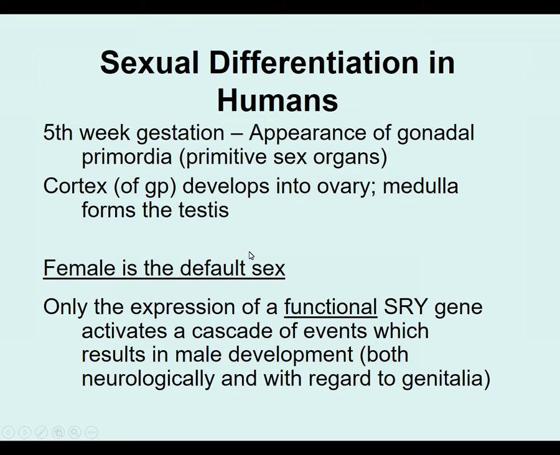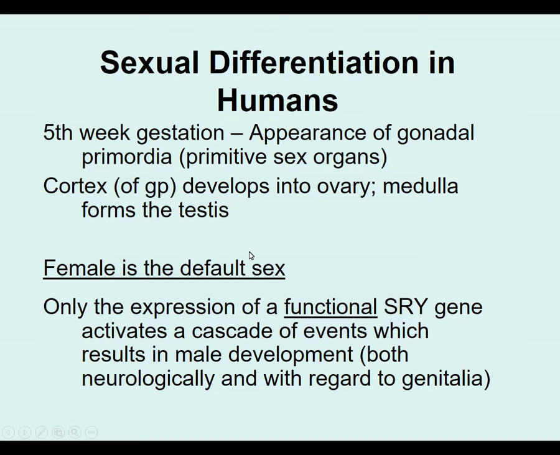It's hard to say exactly, but by the 5th week of gestation for a human embryo, you can start to see 2 clumps of tissue we call the gonadal primordia, meaning they're the primitive sex organs, so they're either going to turn into 2 ovaries or 2 testes. And if the cells contain a Y chromosome, they'll turn into the testes, and if they don't, they'll turn into ovaries.